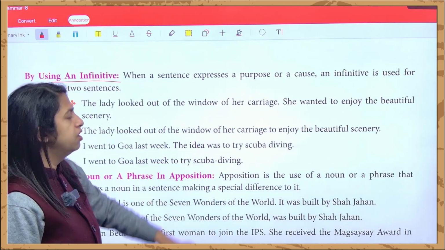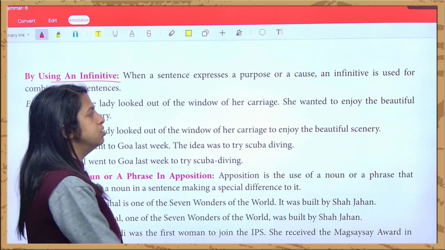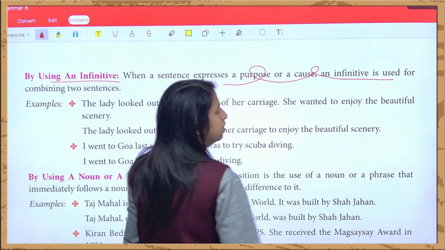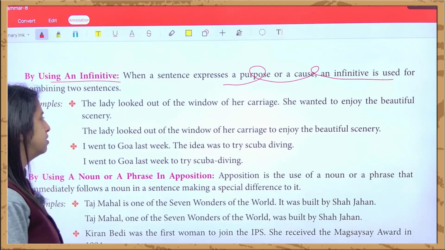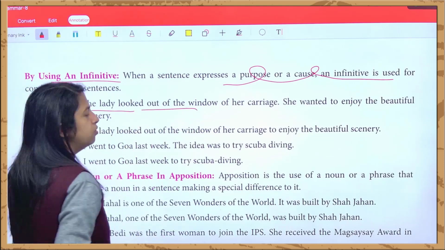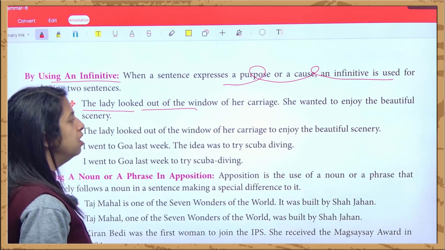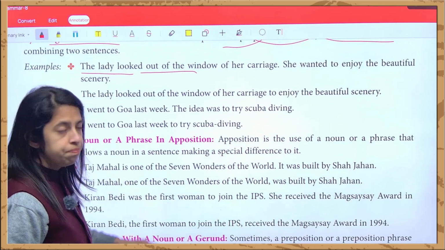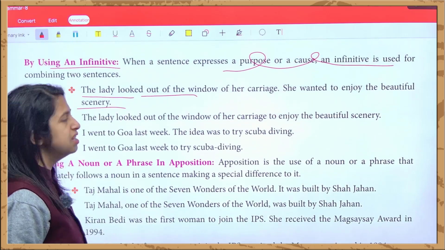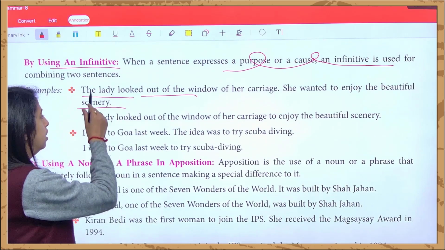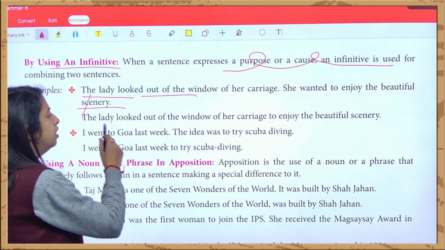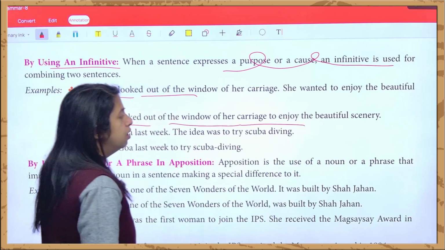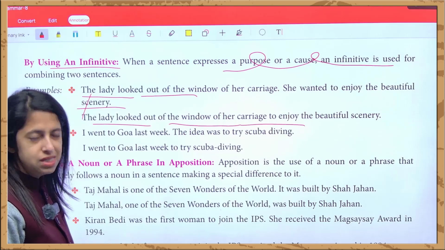By using an infinitive, जब भी एक sentence में आप कोई भी चीज को एक purpose को या cause को express करते हैं, यूज किया जाता है. The lady looked out of the window, की तरफ देख रही हैं, of her carriage, she wanted to enjoy the beautiful scenery, right? Scenery की spelling में आप देख सकते हैं SC आता है. Most of the students C भूल जाते हैं, right? The lady looked out of the window of her carriage to enjoy the beautiful scenery, right?